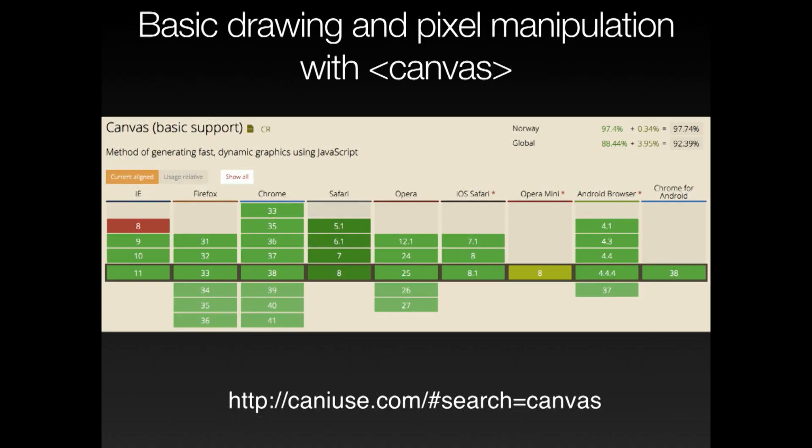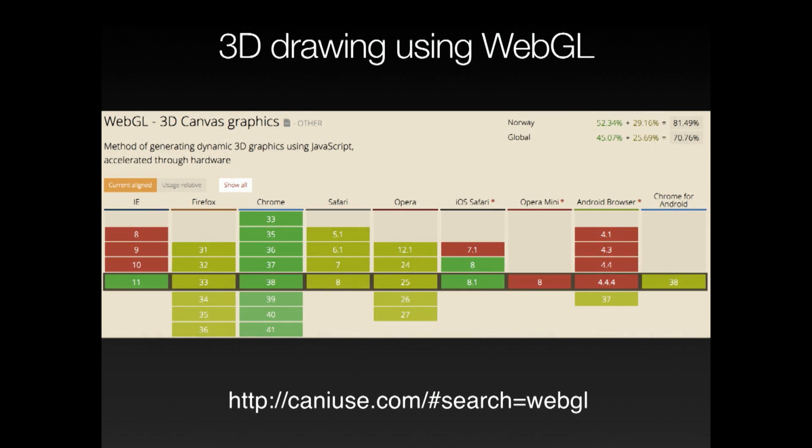Basic drawing and pixel manipulation with Canvas is well supported as well. Again, Opera Mini is the only issue here. 3D drawing using WebGL, less so, but it's getting better. The big win here is that iOS Safari now finally does WebGL as well. So I can write WebGL games for iOS without having to go through another extra layer. Chrome, Safari, Opera, all of them are there. The yellow things are just little bits and bobs that are not working. The basics are working there.